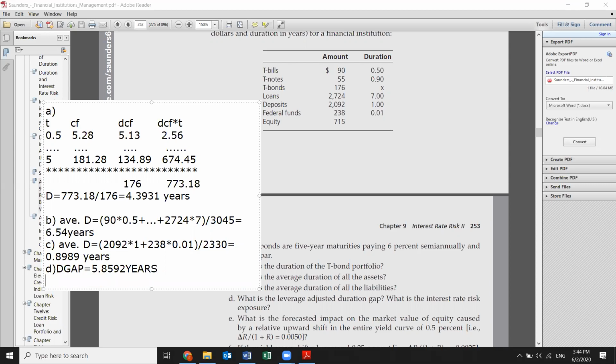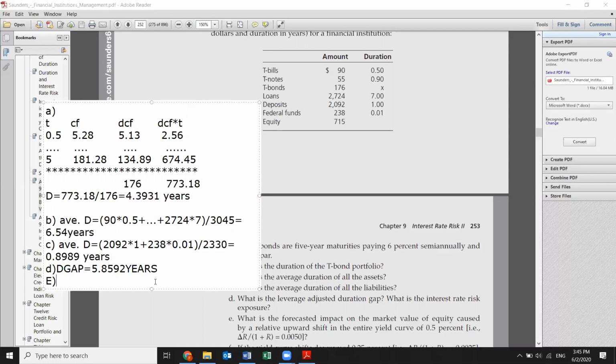And part E. What is the forecasted impact on the market value of equity caused by a relative upward shift of the entire yield curve of 0.5%? Like the interest rate shock is here, 50 basis points. So what will happen to change in market value of equity? So minus leverage adjusted duration gap times size times relative shock of interest, okay? This is what we know actually.